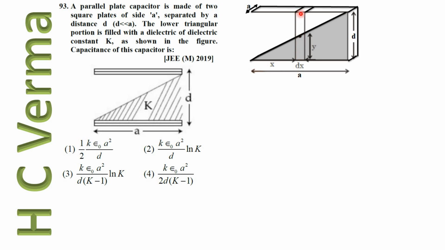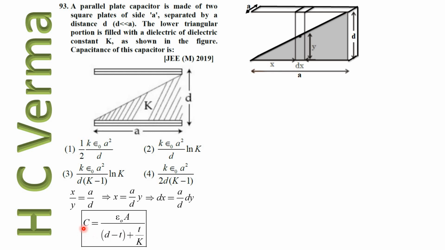We need the height of the dielectric, which we wrote in the last lecture on capacitance with a dielectric slab: C equals epsilon naught A by d minus thickness of the dielectric plus thickness of the dielectric by K. So we need the thickness here. Let us say it is y here, but it keeps on varying as you move towards the right. This y was say 1 centimeter, then 2 centimeter, then 4, 5, and lastly it is equal to d.